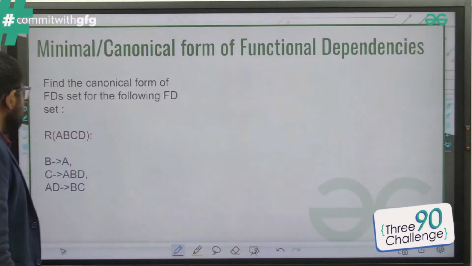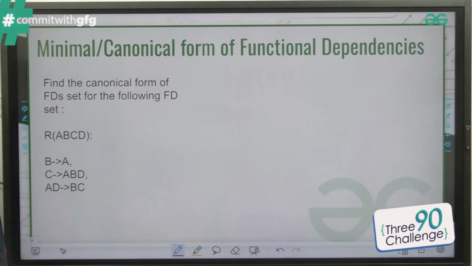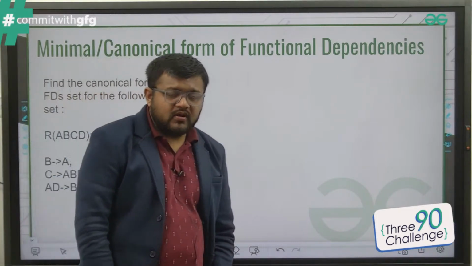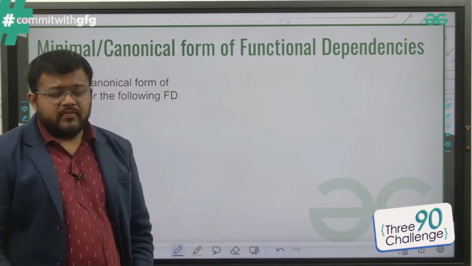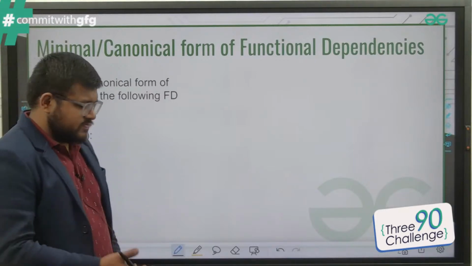Now I want to find the canonical form of functional dependencies for this set. So how can we find canonical form? You see here, canonical form means minimal form. Minimal form means there should not be any redundancy.